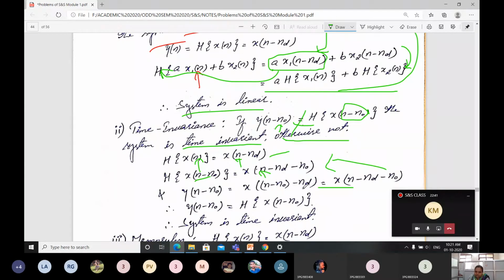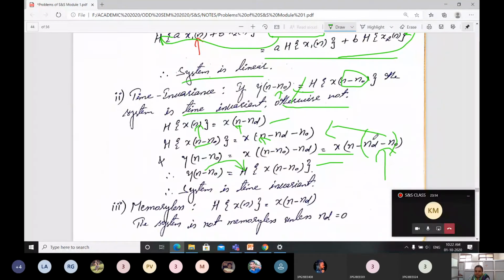What I can write here is also a delayed function. This much delay is happening here, so the total delay I can take here is n minus n naught. So we can call the system a time invariant system. The delaying function nd is also a delaying function, and n naught is also a delaying function. With respect to time only it is changing. For that reason this system is a time invariant system. The delaying happens with a symmetric operation with respect to how the time is changing.